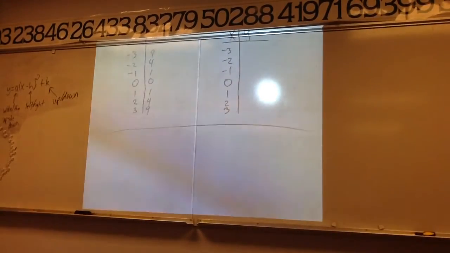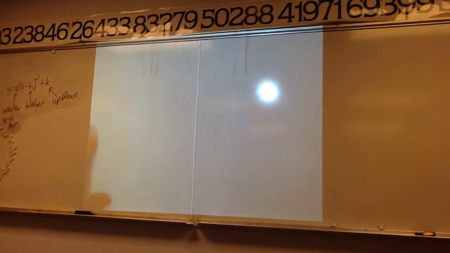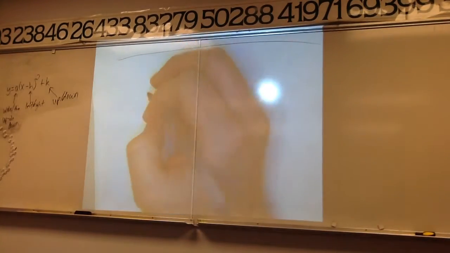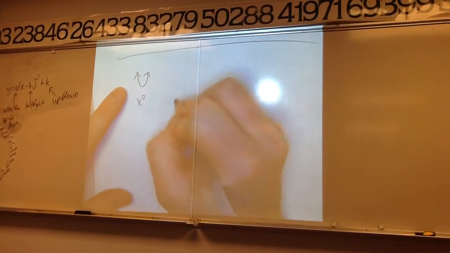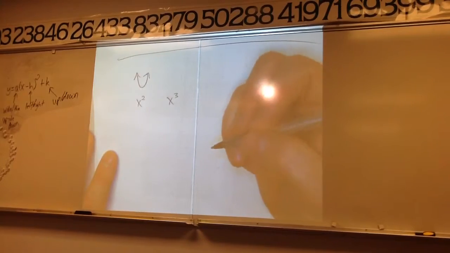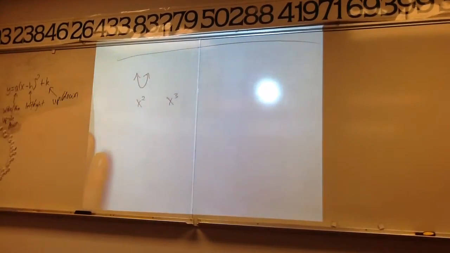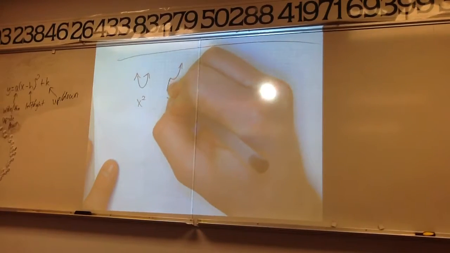Here's what's on the front, graphing them. All you have to do is graph all of these. Remember what x to the third looks like? It's a squiggly. Horizontal or vertical? Vertical.